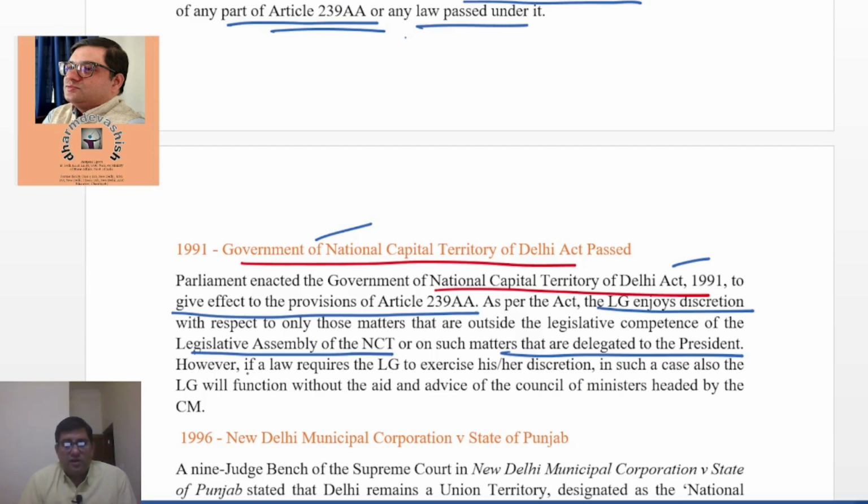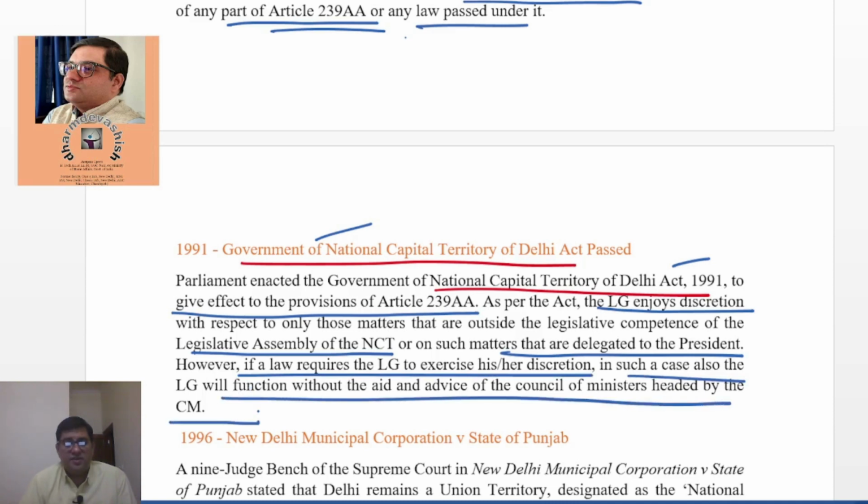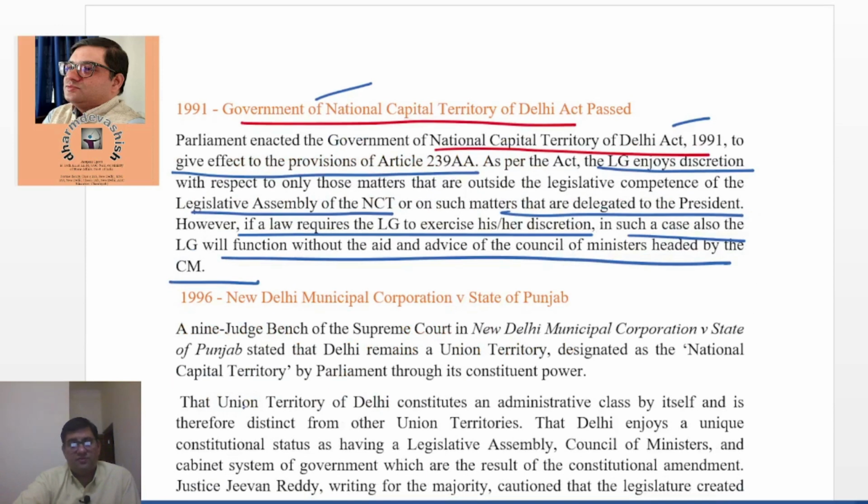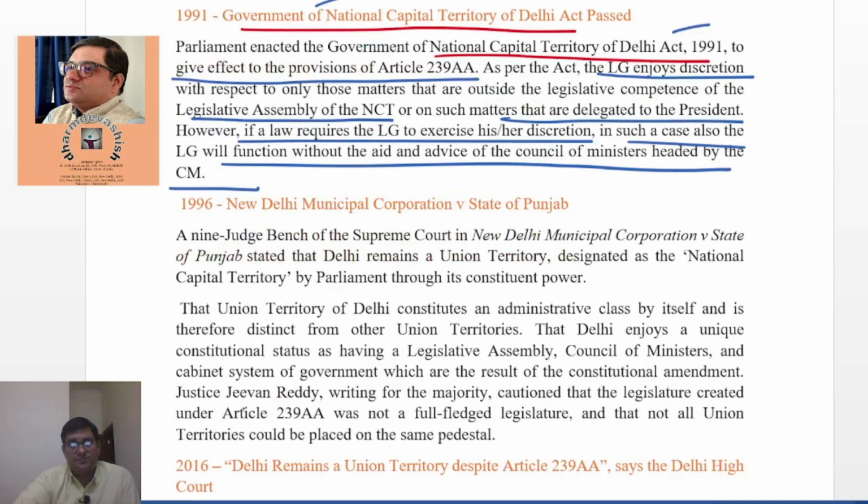However, if a law requires LG to exercise his or her discretion, in such a case also, the LG will function without the aid and advice of the Council of Ministers headed by the Chief Minister. Now this again comes through the Government of NCT of Delhi Act, which was again passed in the year 1991.